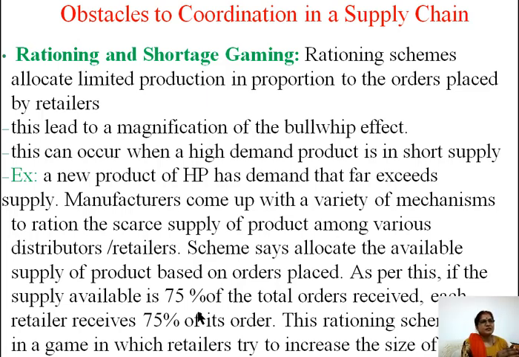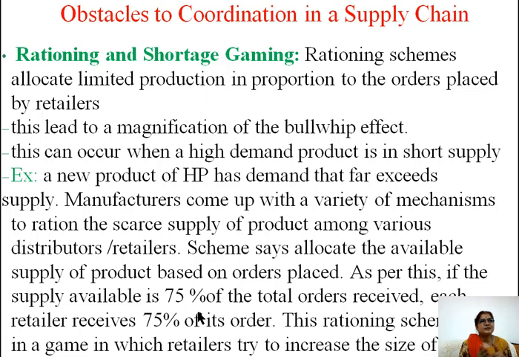What he does is he goes for a rationing scheme. That means, due to shortage of capacity and abundance of demand, he says every retailer will be supplied only 50% of the demand. Whatever the retailer has demanded, only 50% of that will be supplied. If a retailer places an order of 100, he will be supplied with 50.